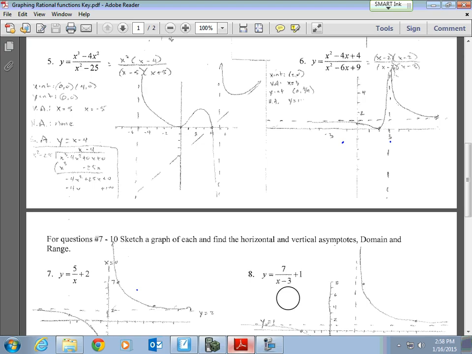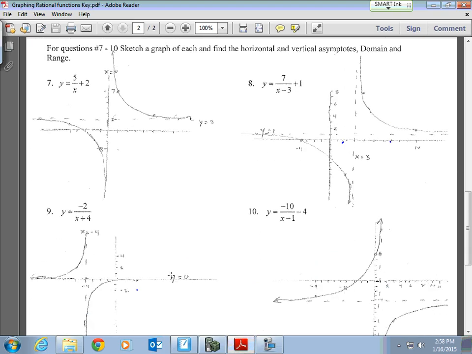Get rid of all my marks. All right, 7 through 10. First thing I do, shift my horizontal and vertical asymptotes. The horizontal asymptote and vertical asymptote for y equals 1 over x are the x and the y axis. So I'm going to shift my x and y axis, or my vertical and horizontal asymptotes. This tells me to go up 2. There's nothing being added or subtracted to the x to make it go right or left, so my vertical asymptote doesn't change.